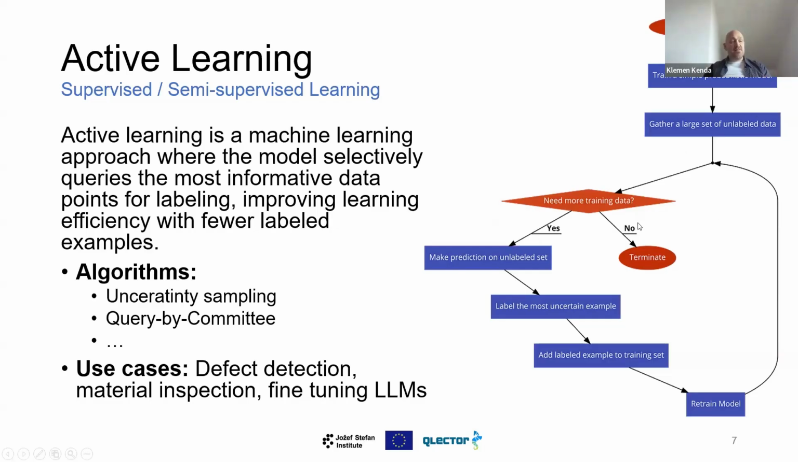Basically, we ask ourselves, do we need more training data to improve our model? This question can be paraphrased as: is our model already good enough? If we don't need any more data, it means that our model is good enough and we can terminate the cycle. But usually we do need more data.